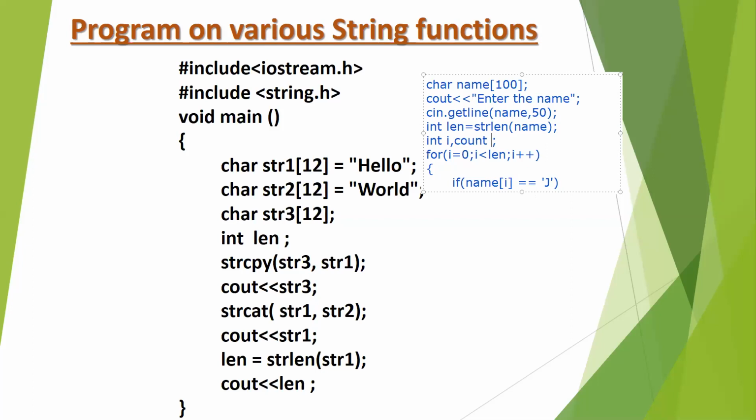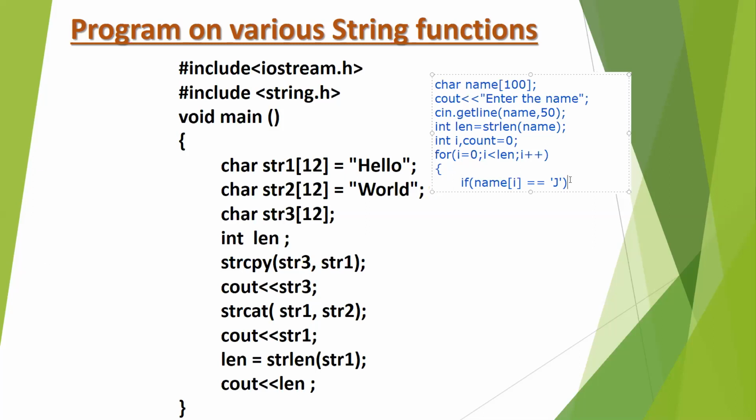Then you can use a variable count to count the number of occurrences. So if this is equal, then you can increment the count variable: count is equal to count plus 1. Then you can display the number of occurrences as count. So this is a very simple program.